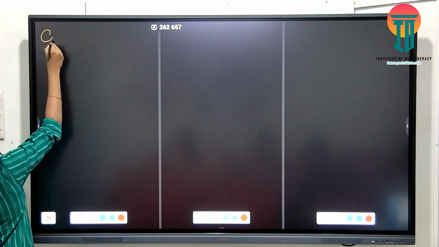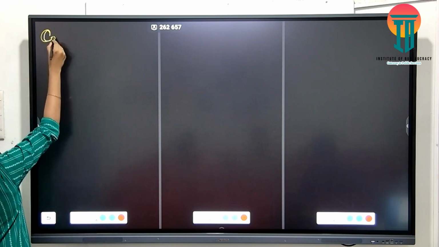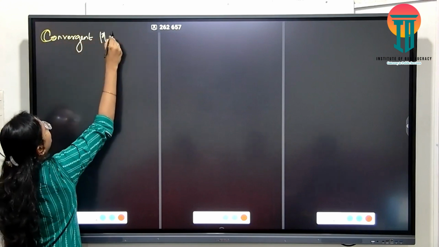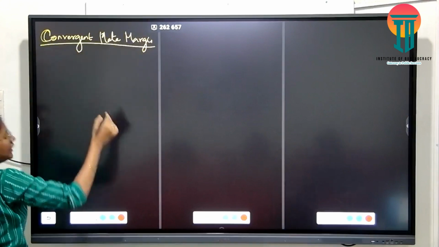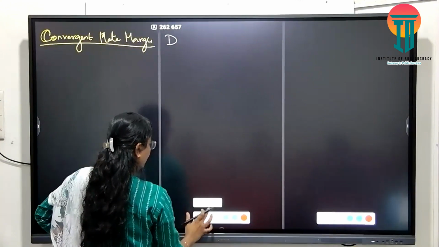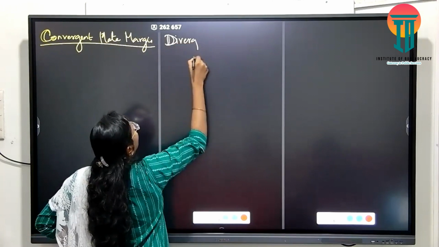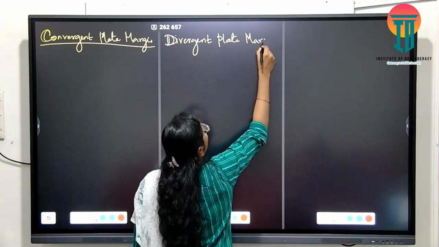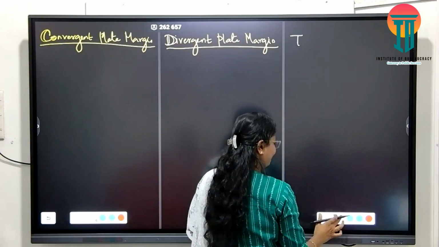Okay, so first one, convergent plate margin. Second one is your divergent plate margin. And what is the third one? Third one is your transform plate margin.